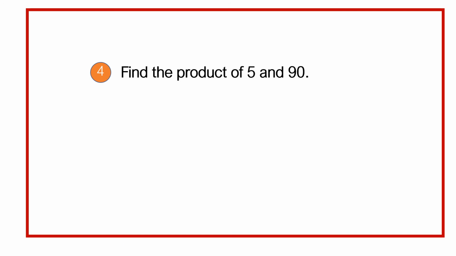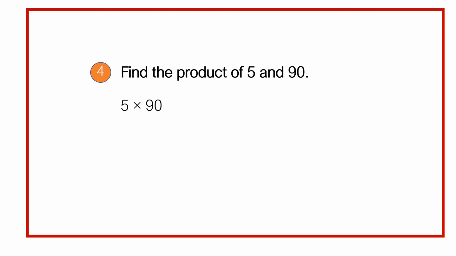So student, what do you think about example number 4? From what we have looked at already, you can pause the video and get the product of 5 and 90. Okay? Pause the video and do it yourself and see if you will get the same answer as we will get here. So if we need to get the product of 5 and 90, it means that we get 5 times 90.